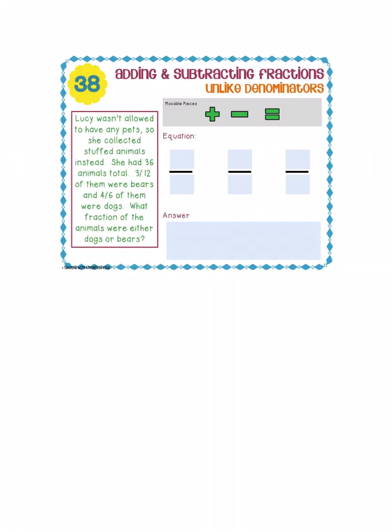For this next question, I want to draw your attention to one particular part that's an important clue. Let's read the question. Lucy wasn't allowed to have any pets, so she collected stuffed animals instead. She had 36 animals total. 3/12 of them were bears, and 4/6 of them were dogs. What fraction of the animals were either dogs or bears? That's an important phrase to look at there.